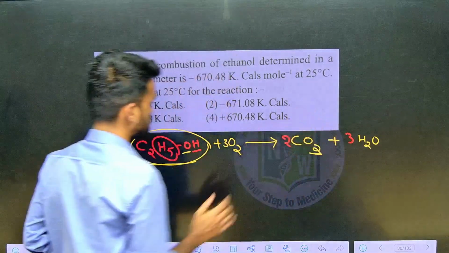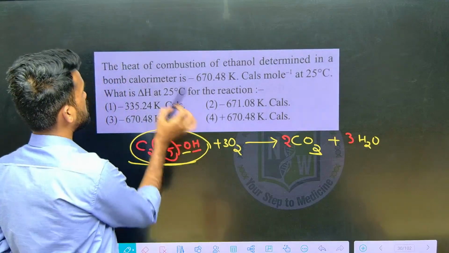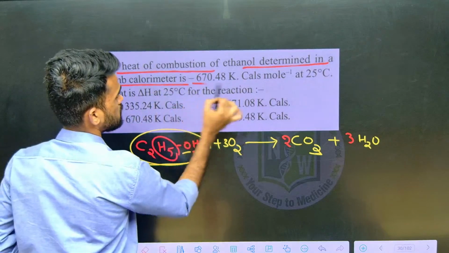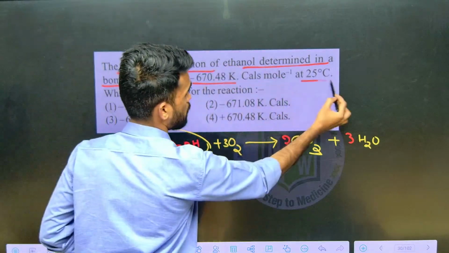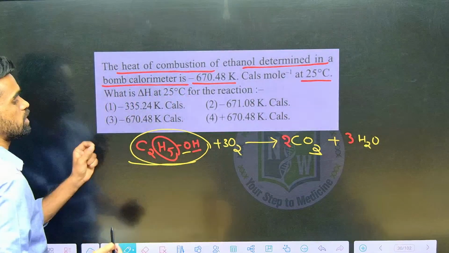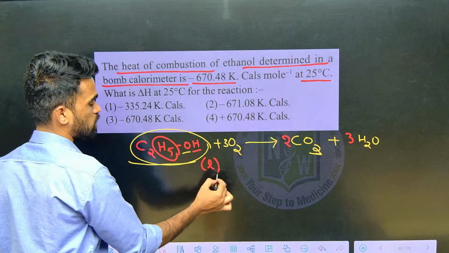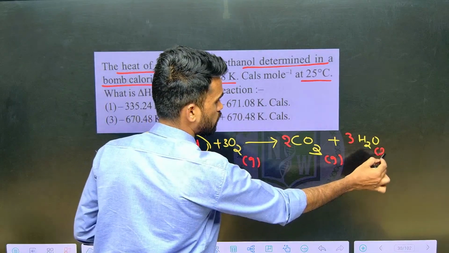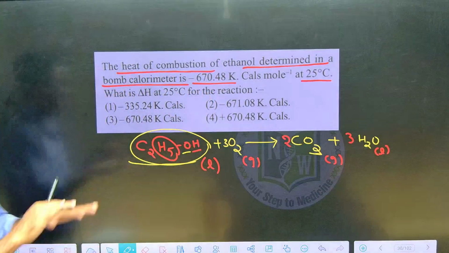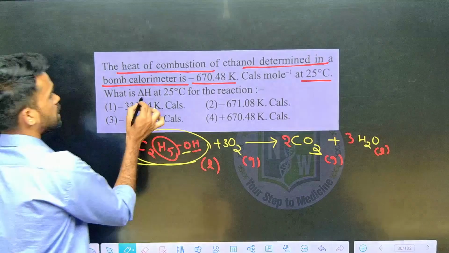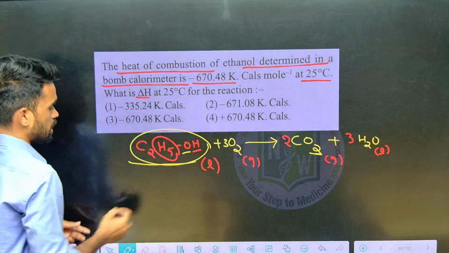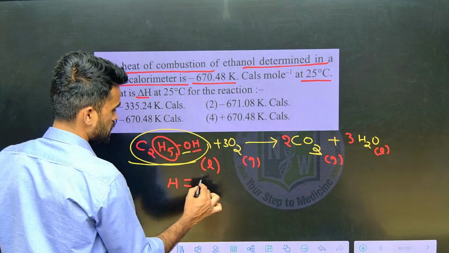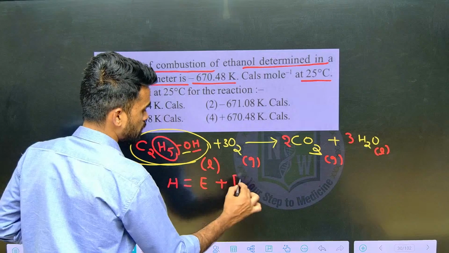After balancing this, now assign their physical states. The heat of combustion of ethanol was determined in a bomb calorimeter. This is the value they got, and this is happening at 25 degrees Celsius. At 25 degrees Celsius, ethanol will be in liquid state, oxygen will be gas, carbon dioxide will be gas, and water will be liquid. You need to assign their physical states. That's it, first of all. Now, what is the enthalpy change for this process? There is something called enthalpy, H. H equals internal energy plus PV.